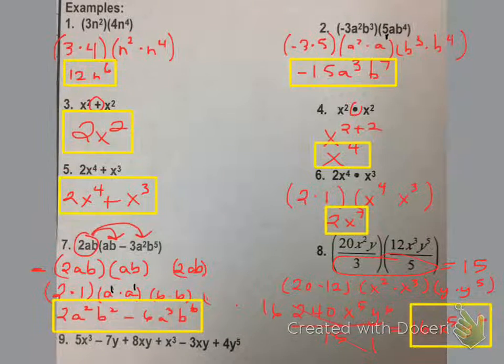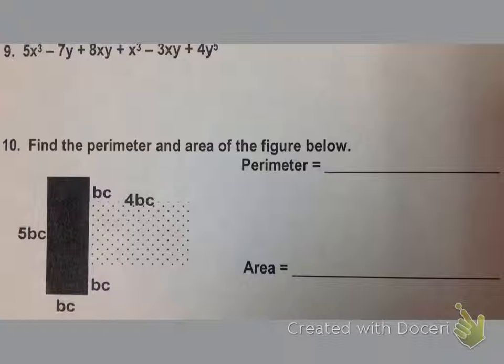All right, let's look at number 9. Number 9, we have 5x cubed minus 7y plus 8xy plus x cubed minus 3xy plus 4y to the 5th power. Is any multiplication taking place here? No. So what do I need to do in order to simplify this problem? I need to find like terms.